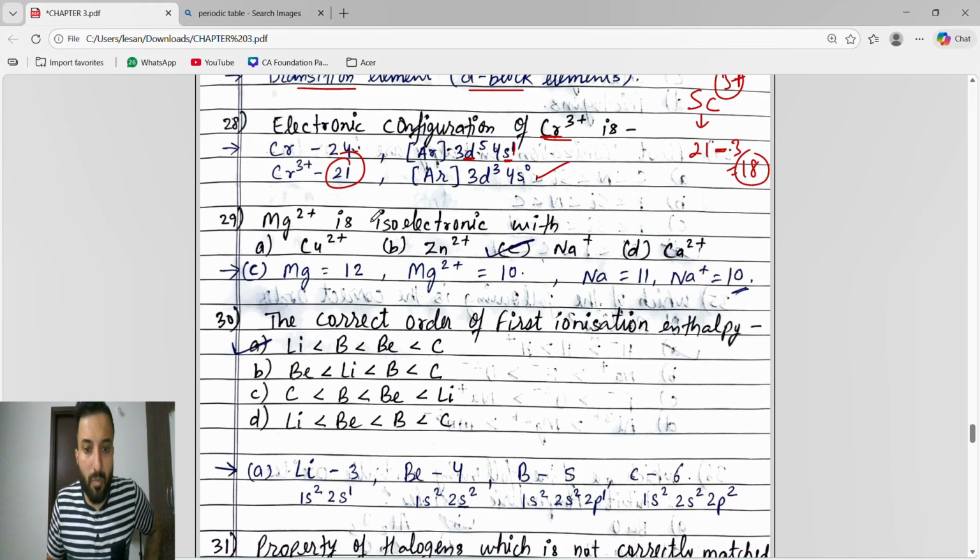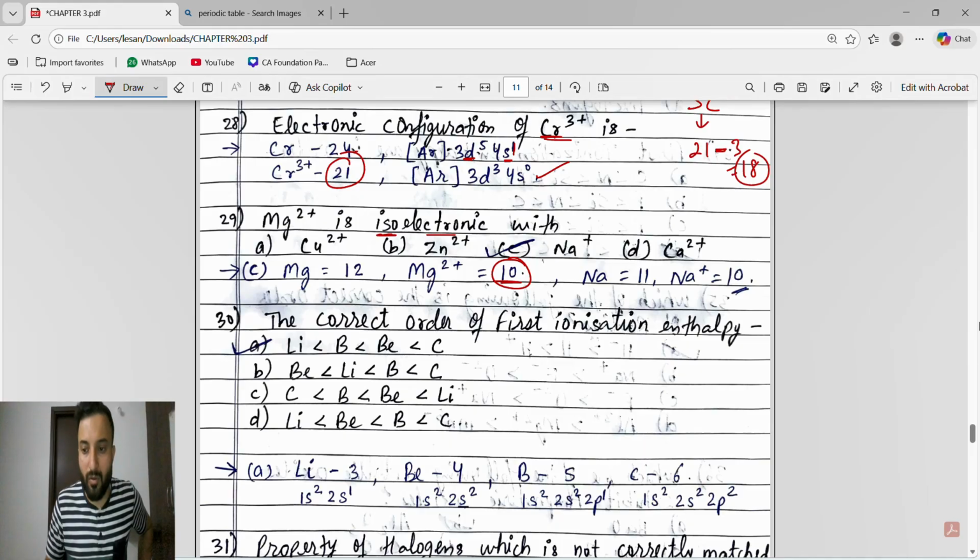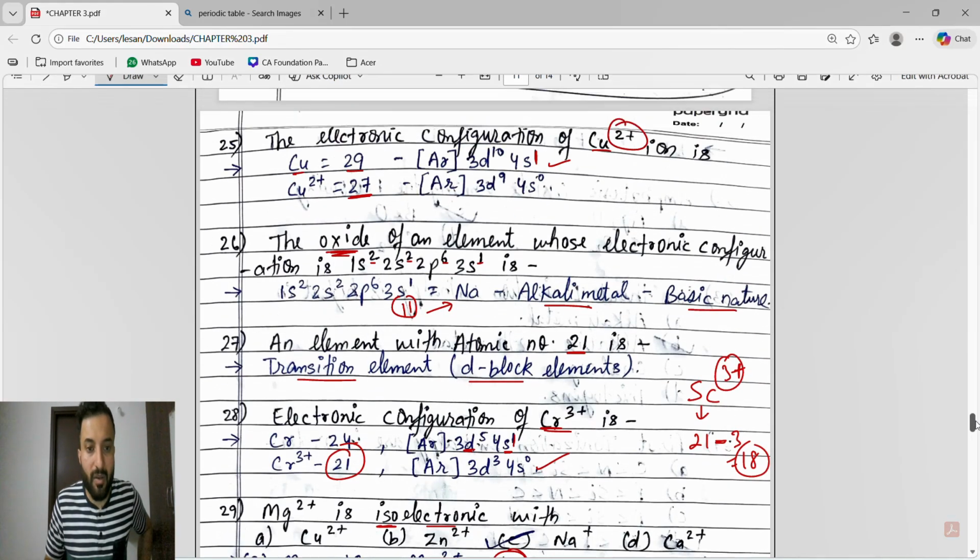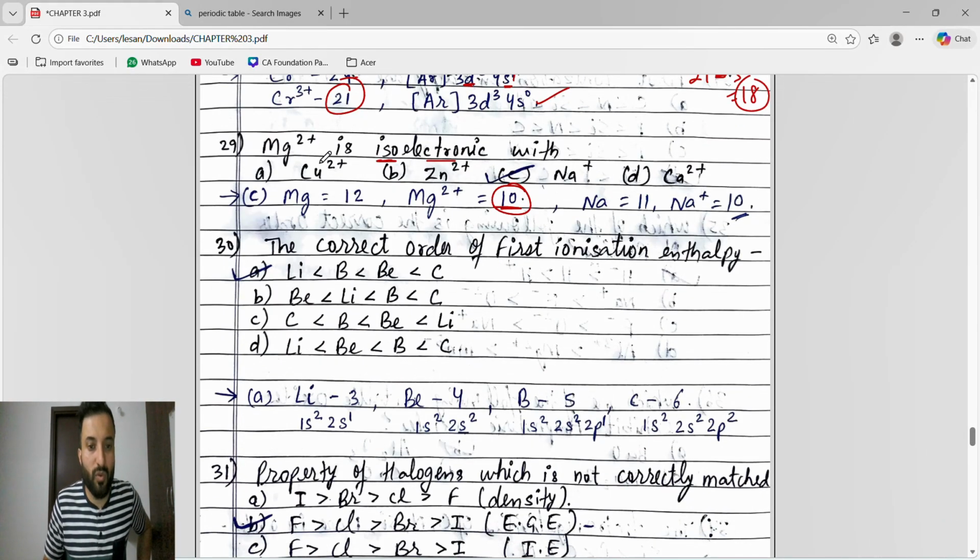Now Mg2+ is isoelectronic with. Isoelectronic means having the same number of electrons as Mg2+. So Mg means, guys, 12, and 2+ means 2 will reduce. So Mg2+ is 10. Now we have to see which is having 10. Copper, see, copper's atomic number is 29. 29 remove 2, that is 27. It's not reaching 10. No.